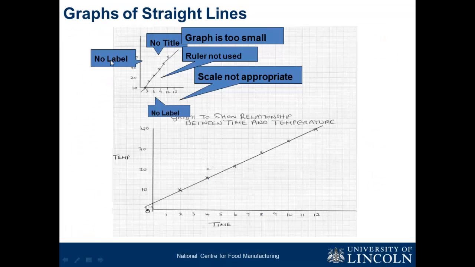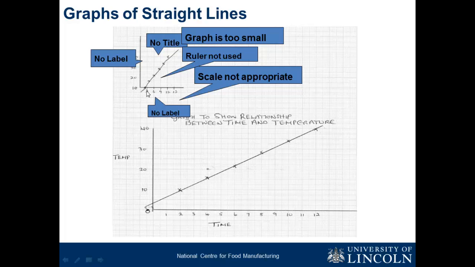Now this is a typical example of what I've just mentioned. So the graph is too small, there's no label, no title, ruler has not been used, scale not appropriate. You could see 3, 6, 9, 12 is not really the best, because it's going to be very difficult to allocate these small holes to this number.